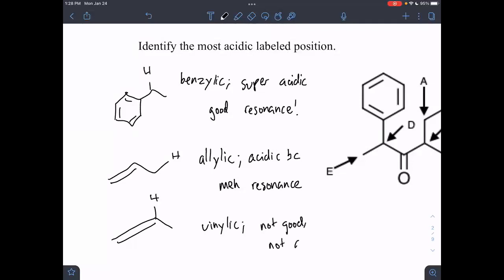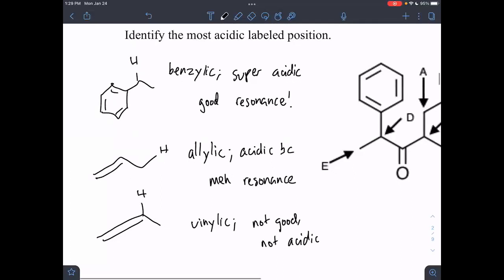But anyways, knowing that, can I move on? Everyone copied that? Not good in resonance. Huh? You meant not good in resonance. Not good in resonance and acidity. And the conjugate base is going to be really unstable.